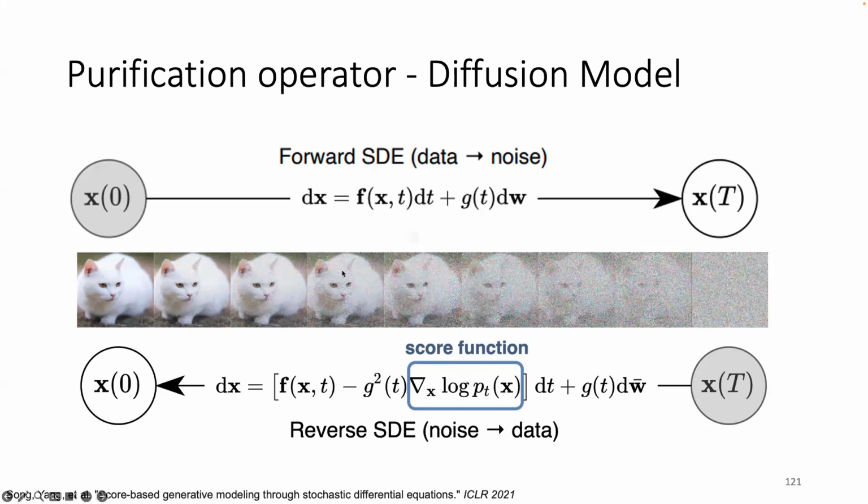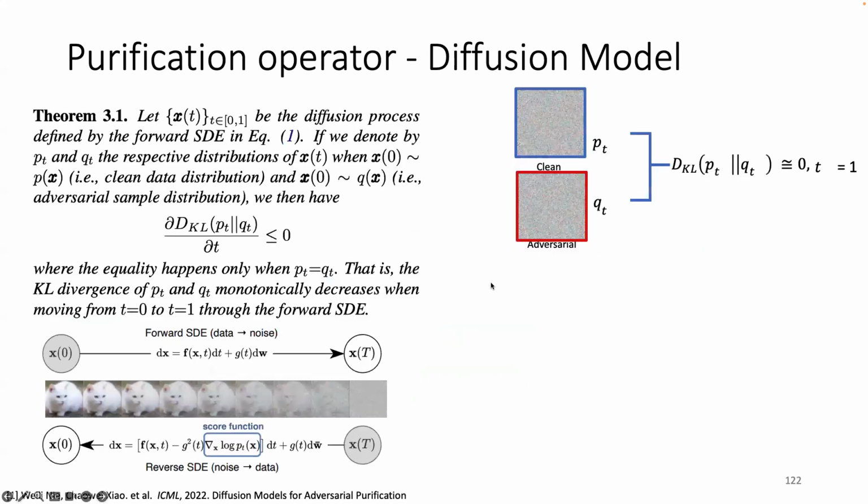So as I said before, the answer is yes. So why? In order to think about it, let's first think about what are the good properties provided by the diffusion model in terms of the adversarial domain. So here, let's go a little bit into the mathematics.